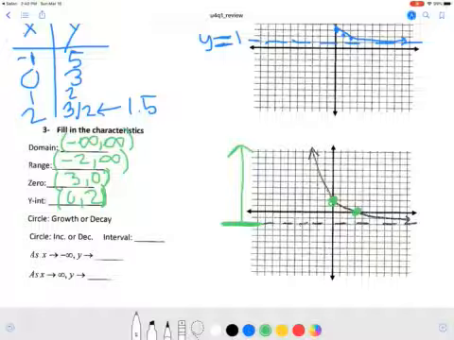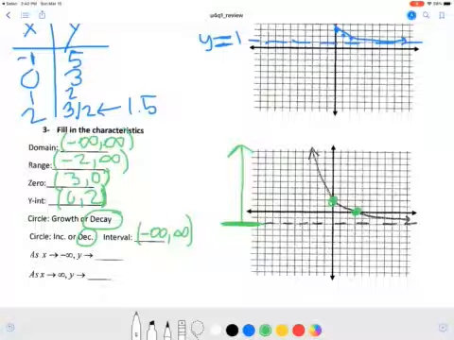Now, growth or decay. Basically, you need to ask yourself, is it going up and up and up as we read from left to right, or down and down and down, decreasing? This is decreasing as we read from left to right. It starts up top, goes down, so it is exponential decay, which means it's decreasing on the interval negative infinity to positive infinity, or it means it's decreasing everywhere. It never changes direction like our parabolas.